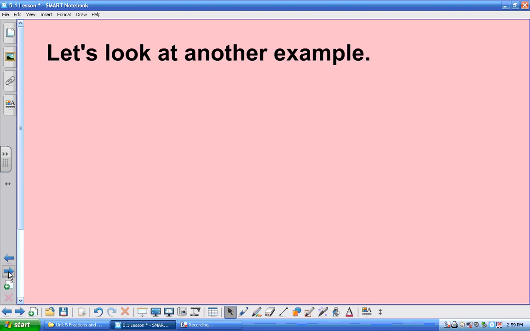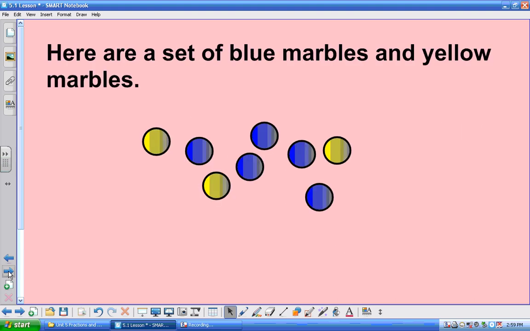Okay, ladies. Let's look at another example. Here's a set of blue marbles and yellow marbles. You with me so far? Yeah. Not too difficult, right?